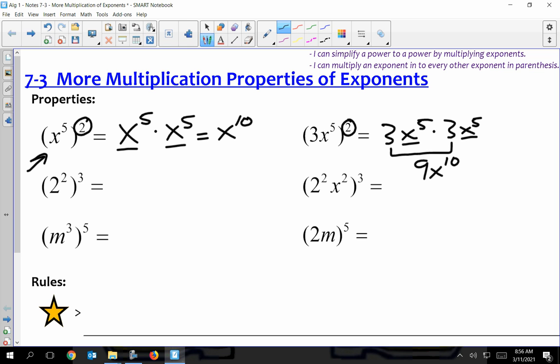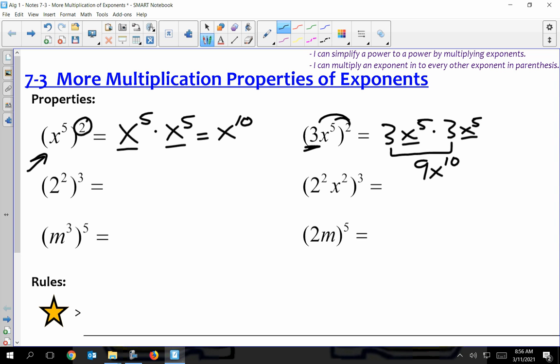A lot of kids forget about this 3 being done twice as we move on, and they just deal with this. So when you have this 2 on the outside, it's telling me that I've got to raise each power by that 2, so kind of just distributing that. All right, so taking those 2 examples, let's come up with a rule that doesn't make me have to write this out all the time.